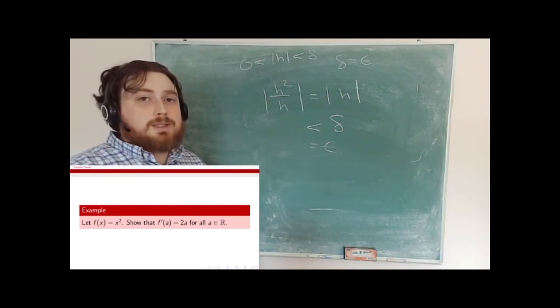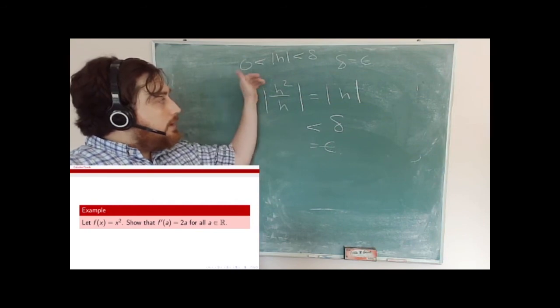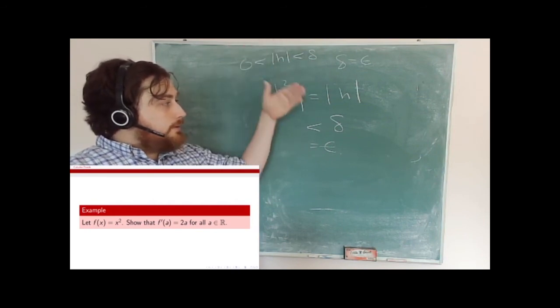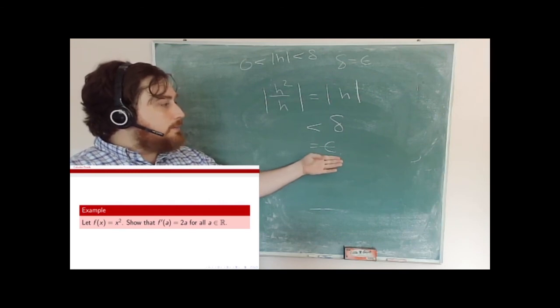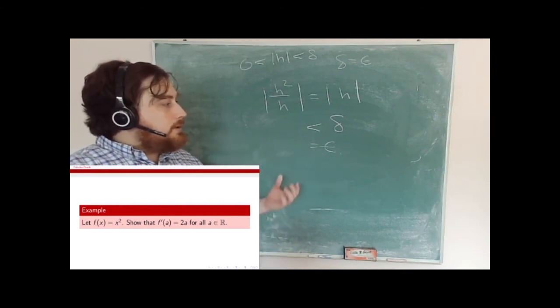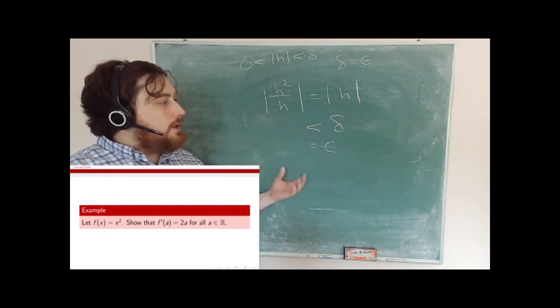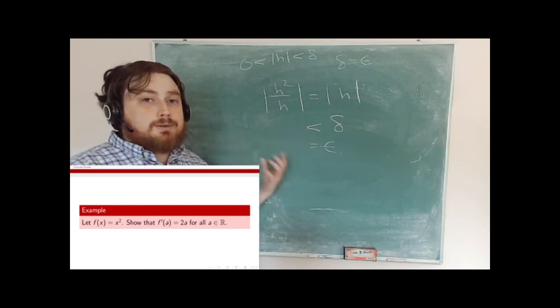So what I found was that f of x minus L, which is h squared over h, is just the absolute value of h, which is less than delta by assumption. So we can choose our delta to be epsilon. So we get, indeed, that our limit was equal to 2a. Hence, the derivative of x squared at the point a is always going to be 2a.